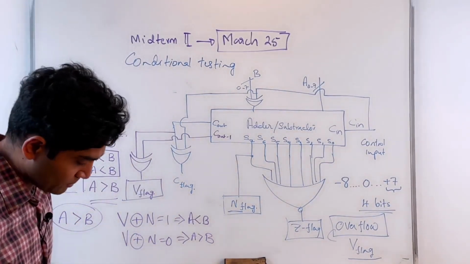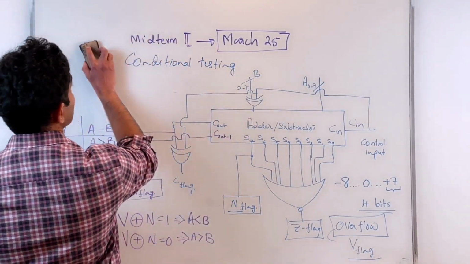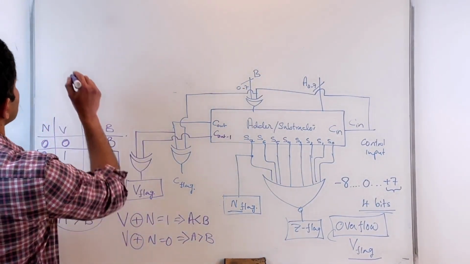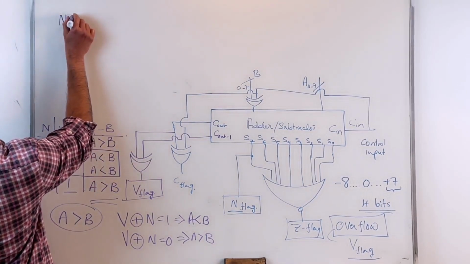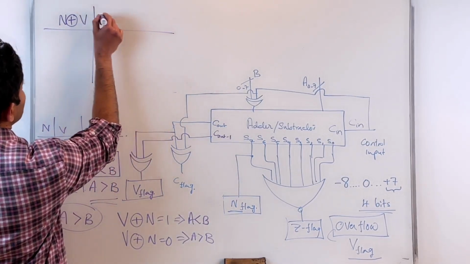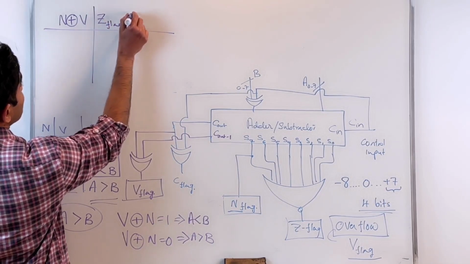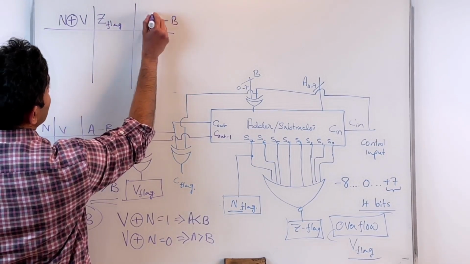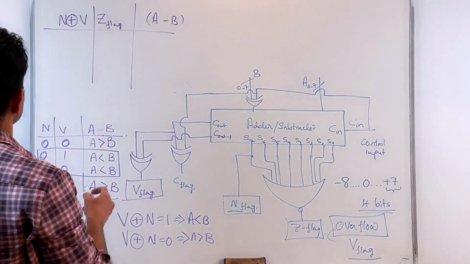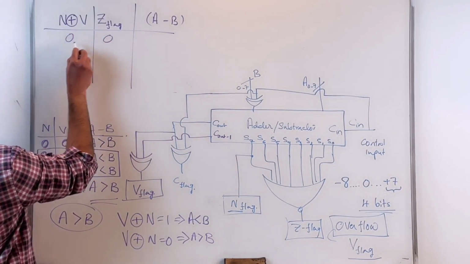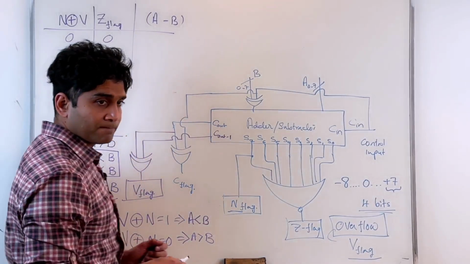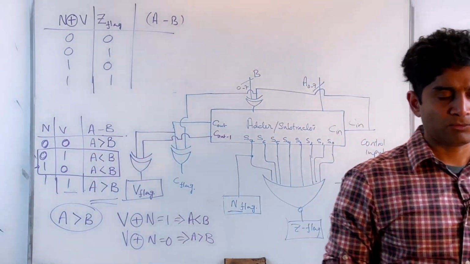All right. So now I'm going to draw another table. In this case, I'm looking at the N exclusive OR V value and the Z flag value. After performing my A minus B operation, I'm looking at those values to make a decision now. Again, 0, 0, 0, 1, 1, 0, 1, 1. These are the possibilities, right?